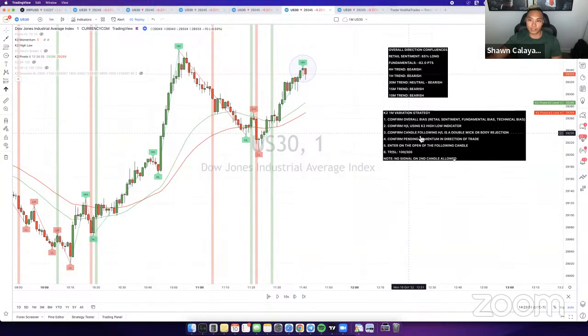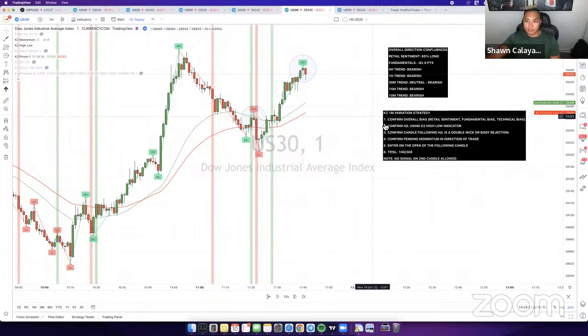Confirm the candle following the high low is a double wick or double body. It doesn't necessarily need to be right after it, it can be the one before it. I might have to change this requirement because it says confirm the candle following the high low, but realistically it could be either one. It can be before it or after it. I'll show you an example of this because there's another entry right there where it's actually after it.